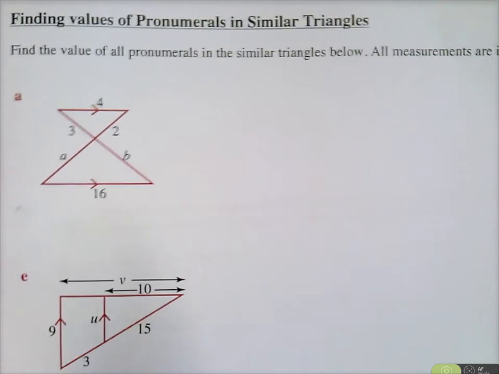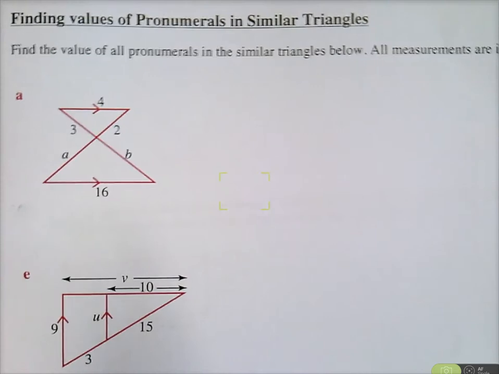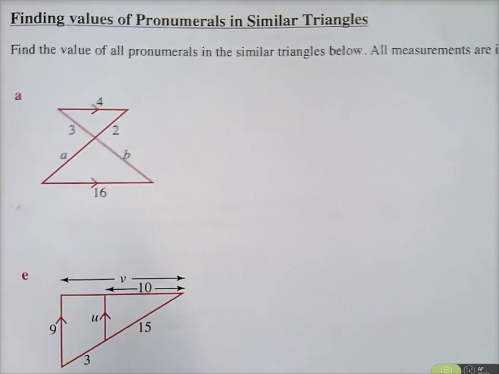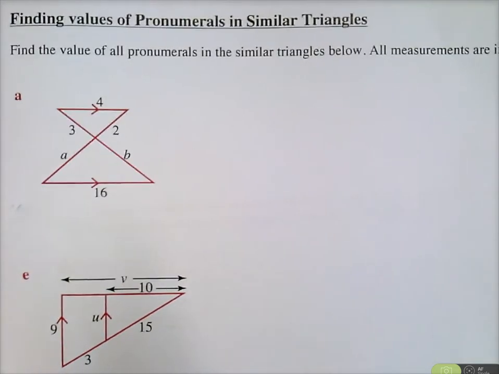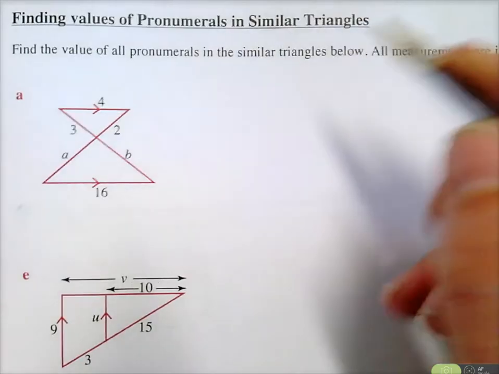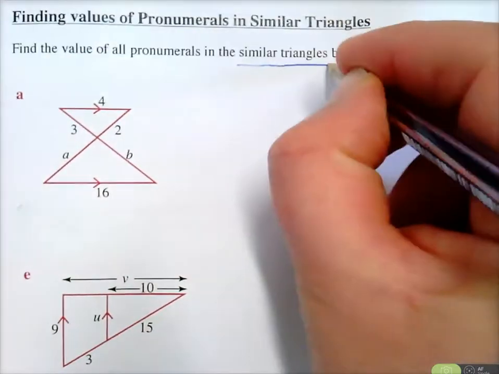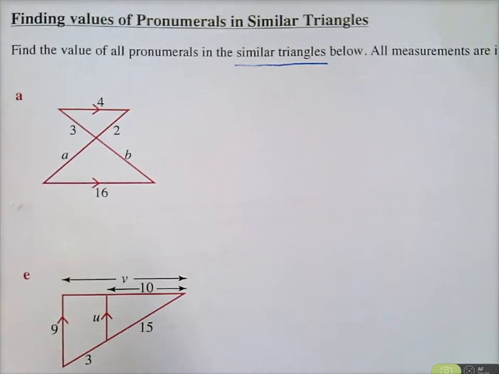Okay, today we're just going to look at some harder problems where we're finding the value of pronumerals, and we're going to do some worded problems with similar triangles and finding the value of the missing pronumerals. So girls, we've got a triangle there, a triangle there. They're telling us that the triangles are similar, but before you do anything, you need to work out which angles or which sides are the corresponding sides.